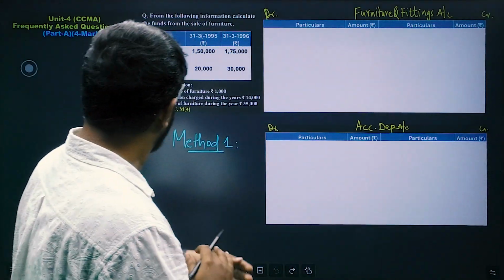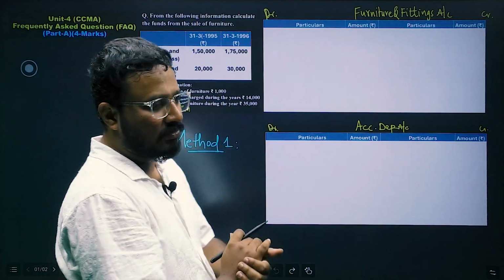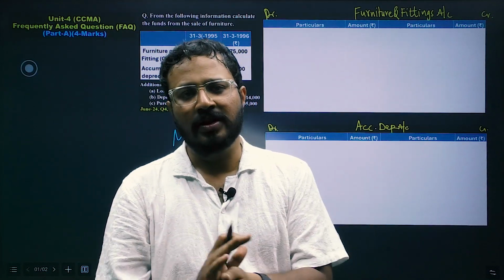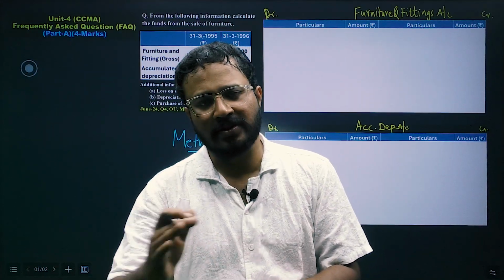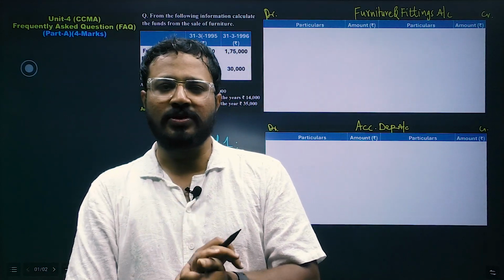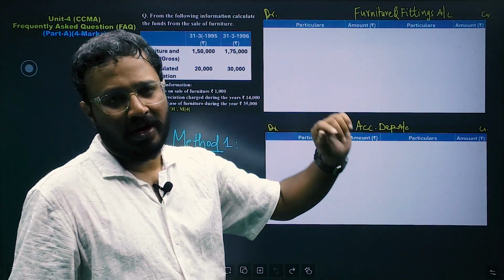Right? Accumulated depreciation, last year 20,000, current year 30,000. Why will it increase? When you are using more fixed assets, year on year we will be using the fixed asset, right? That usage is depreciation, right? So that current year depreciation will also be part of this.